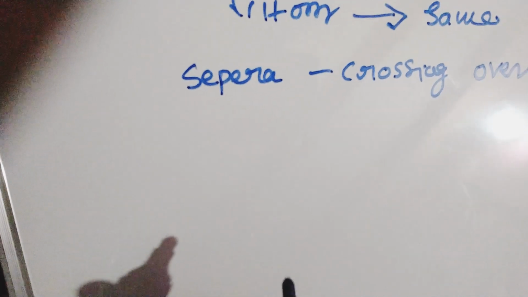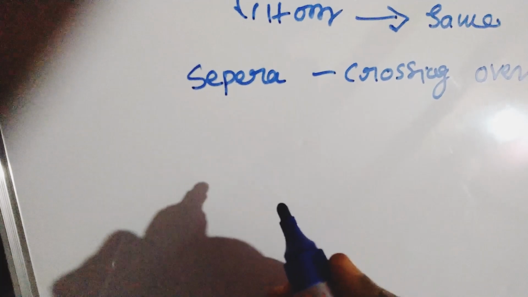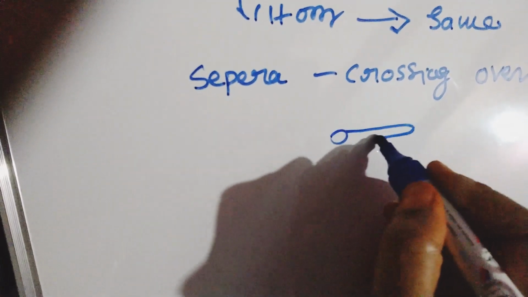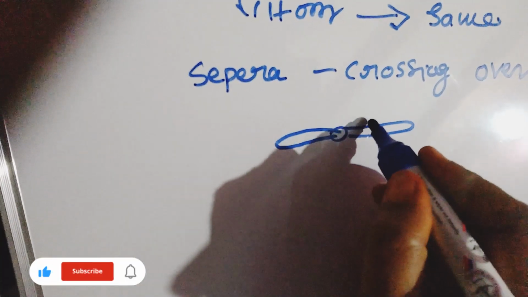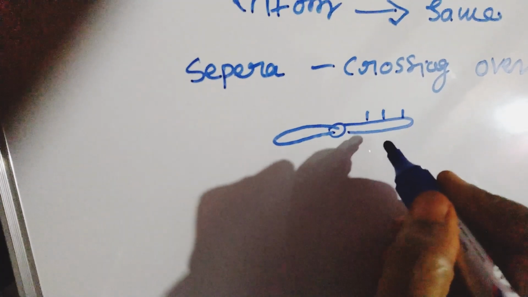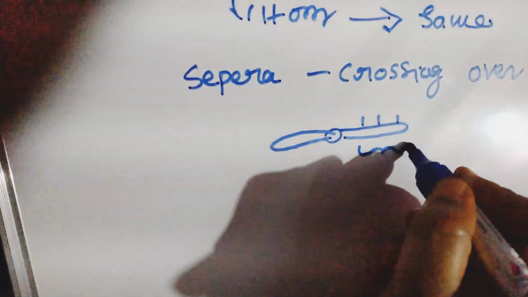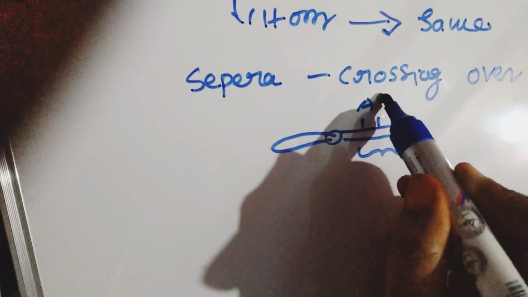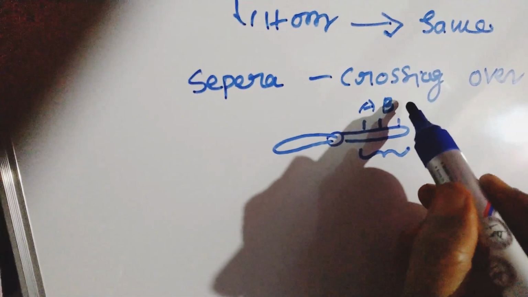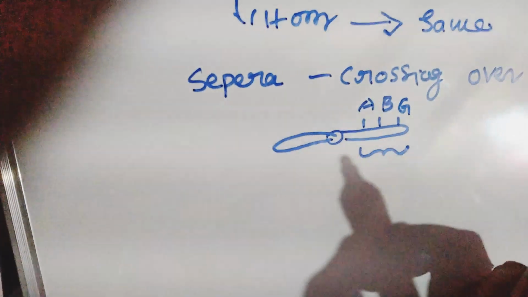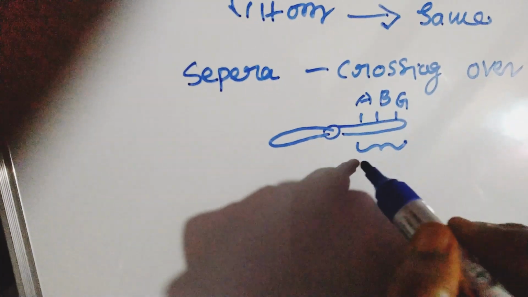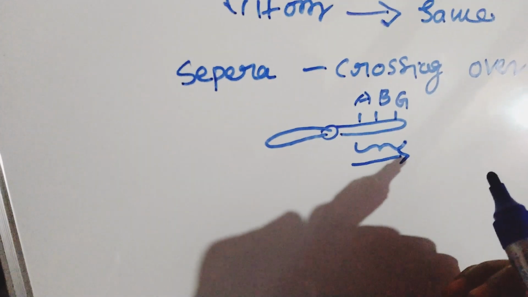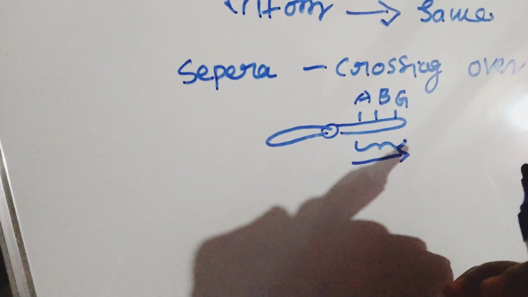Each gene has a specific order and location on the chromosome. They are arranged in a specific manner. For example, after gene A, gene B is there, and after B, gene C is there. This is the specific sequence of genes. They are arranged on the chromosome in a linear manner. We should remember this.